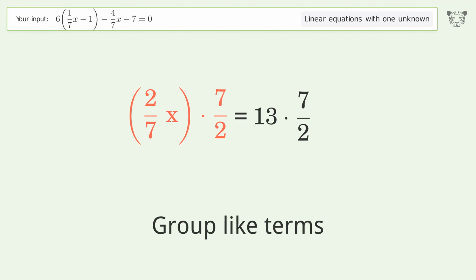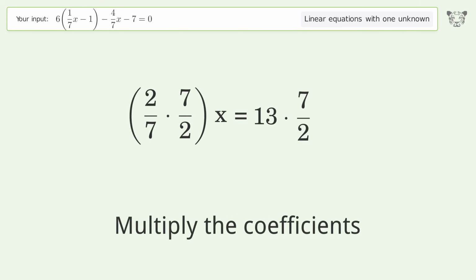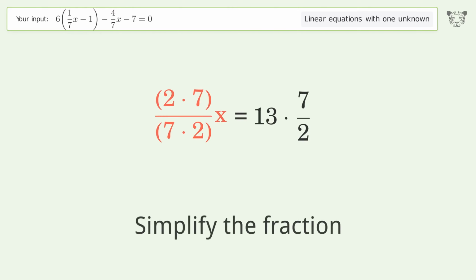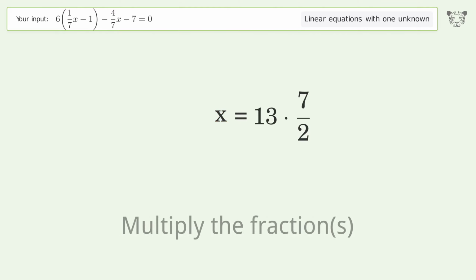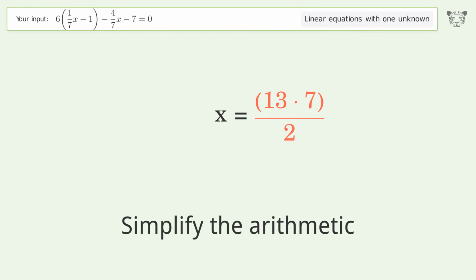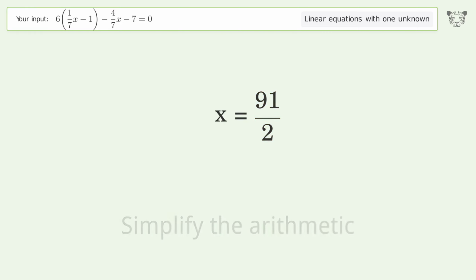Group like terms. Multiply the coefficients. Simplify the fraction. Multiply the fractions. Simplify the arithmetic. And so the final result is x equals 91/2.